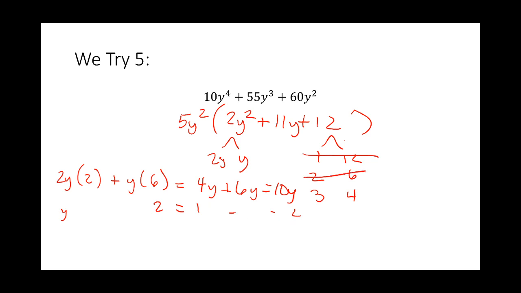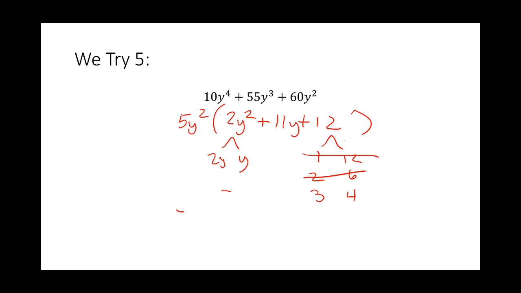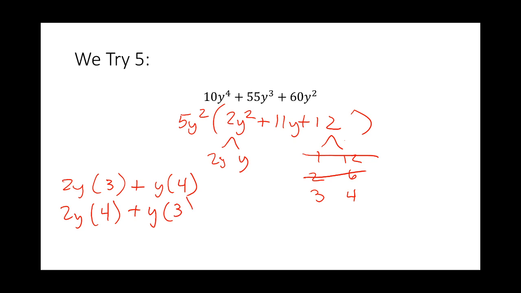Two more to check. It's got to be one of the next two. So that's good. 2y times 3 plus y times 4, or 2y times 4 plus y times 3. 2y times 3 is 6y. 6y plus 4y is 10y, which means it has to be this last one. 2y times 4 is 8y. 8y plus 3y is 11y.